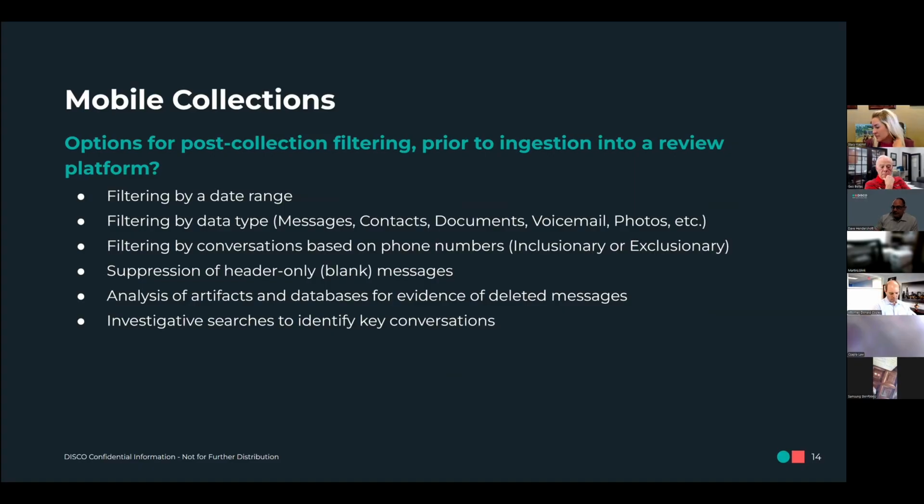We can also filter by data type, such as I need the messages, the contacts, I need documents, I need photos, I need voicemails. I don't need anything after that. And then we can also filter by conversation based on the phone numbers. So we'll get this request all the time and say, we want to include every conversation with this particular number, but we don't want to include any conversation with him or her and their spouse. And we can do that to make sure that we're only pulling out information that is relevant to your matter.